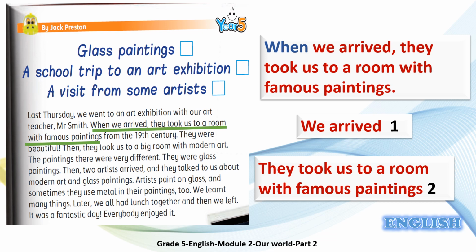Here we have two actions. One of them happened first, and the other one happened after the first one is finished. So we have two actions, but both of them are in the past tense. Look at this. Last Thursday. So both actions happened in the past.